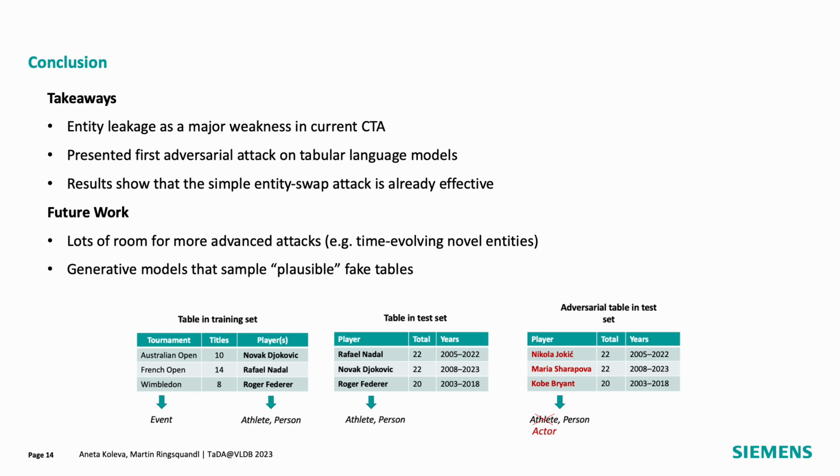Now, as future work, there is lots of room for improvement of the proposed adversarial attack. For example, we can choose time-evolving novel entities, or we can also use the popular generative models to sample plausible fake tables that can also trick the model.